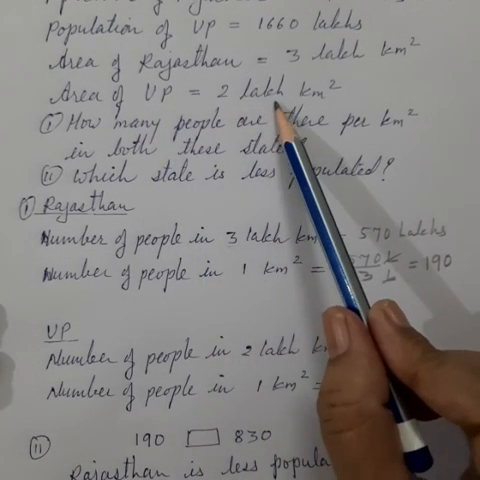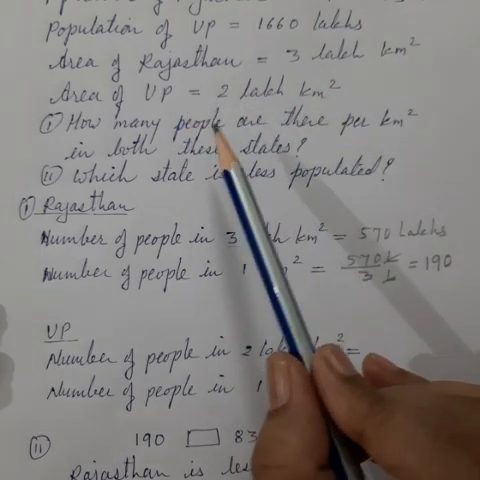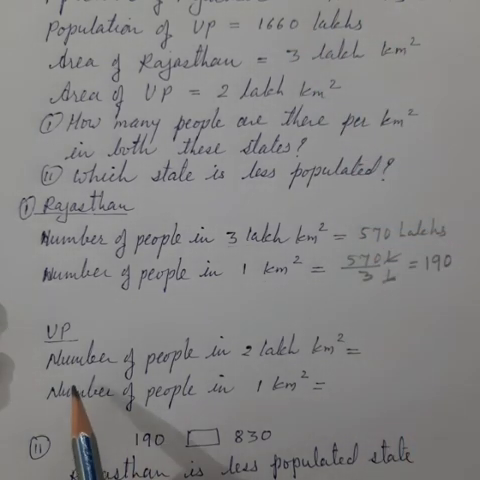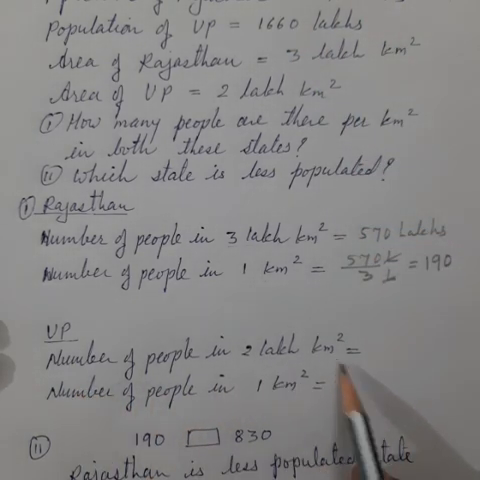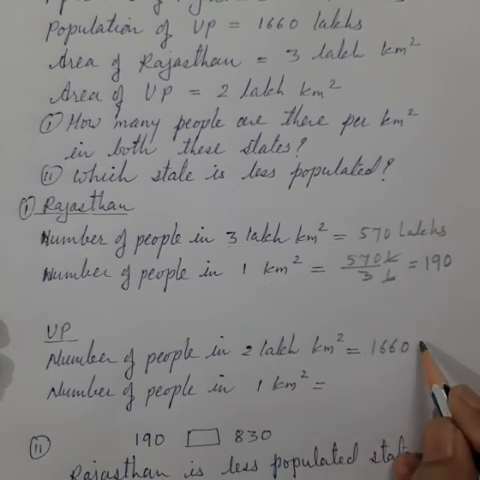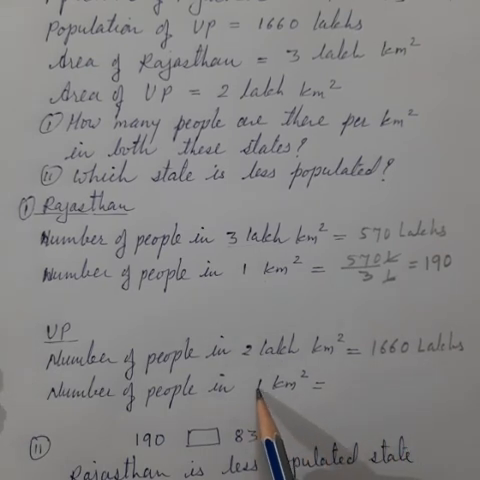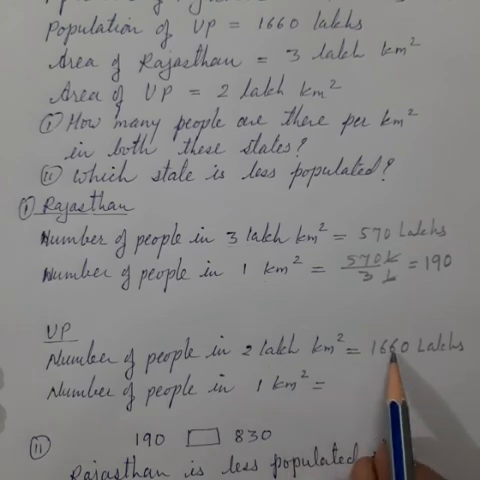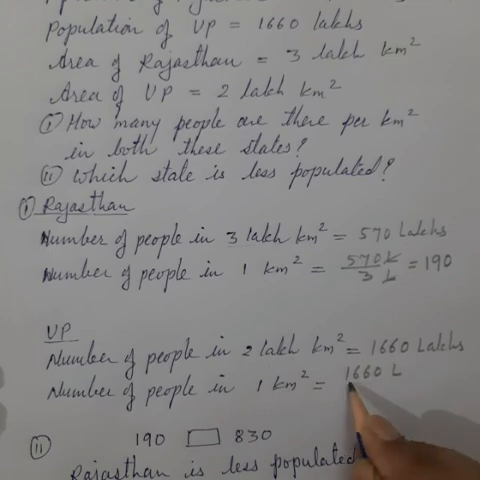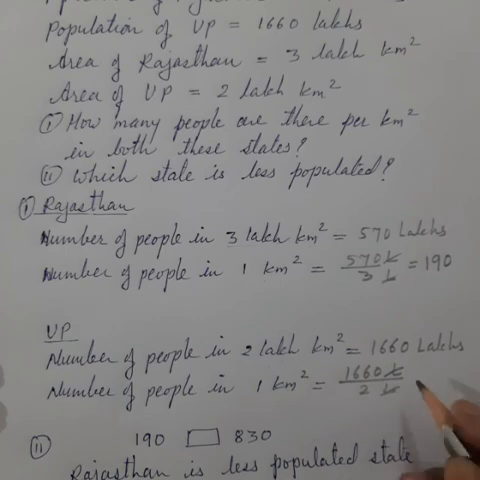Now for UP, number of people in 2 lakh kilometer square area. Area of UP is 2 lakh kilometer square and number of people are here 1660. So number of people in 2 lakh kilometer square area is 1660 lakhs. And we have to find out number of people in 1 kilometer square. So divide here by 2 lakh. 1660 lakhs divided by 2 lakhs. Lakhs will cut and divide 1660 by 2.